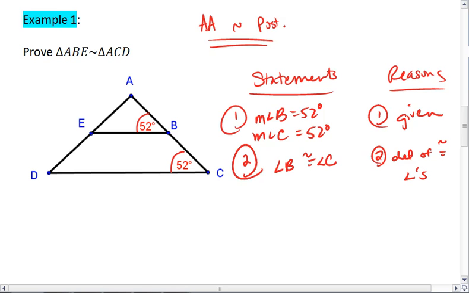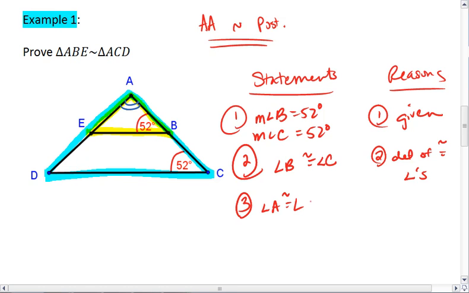Now I want to take a moment, look at these triangles. You have triangle ABE, you have triangle ACD. They share angle A, meaning angle A is congruent to angle A, which is the reflexive property.